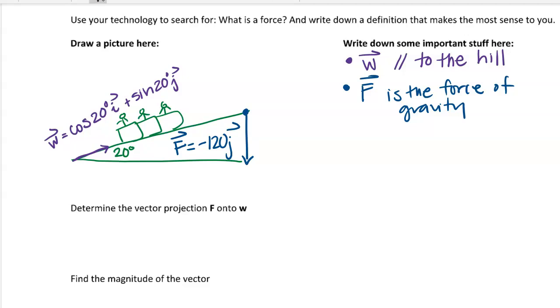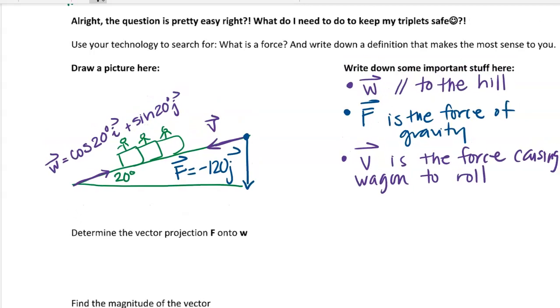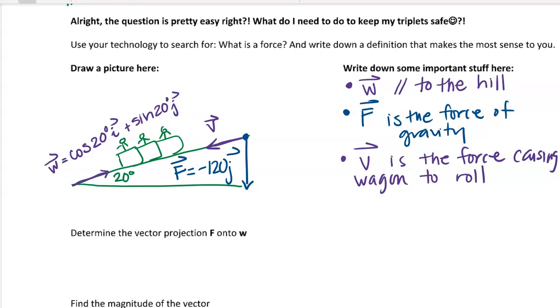Then, next, we do want to have a variable. Let's use V. V is the force causing the wagon to roll, or make things roll down. So I'm going to go this way. And remember, a vector can be drawn anywhere. So if V is the force that's causing it to roll, what's opposite of V then? Negative V, which is, in essence, what? Friction, preventing it from rolling. Would you guys agree? Yes, no, maybe?